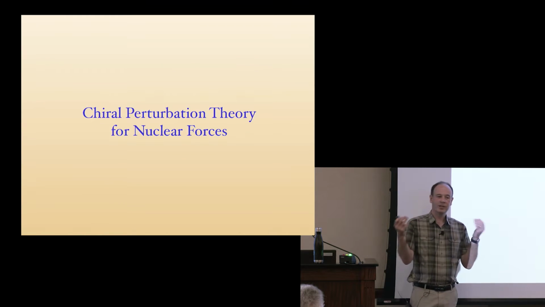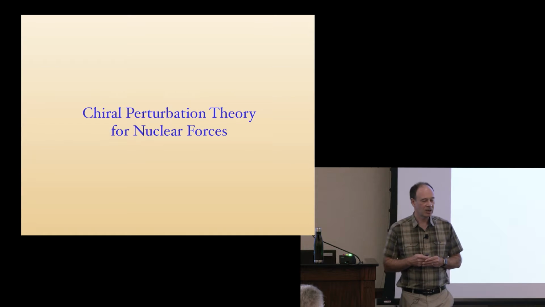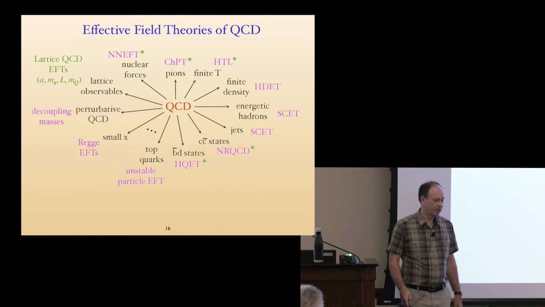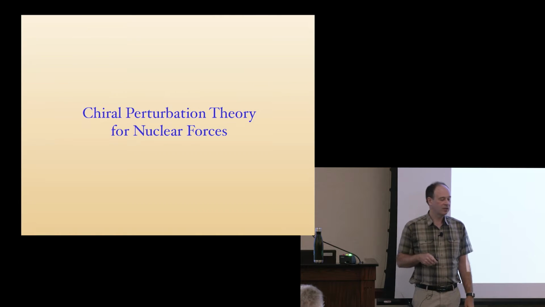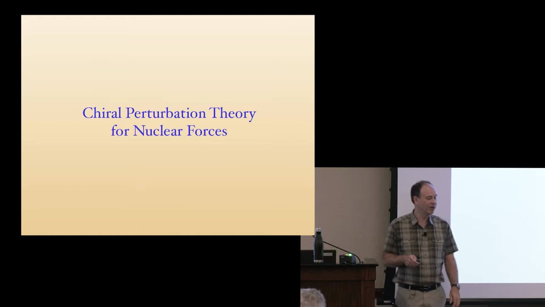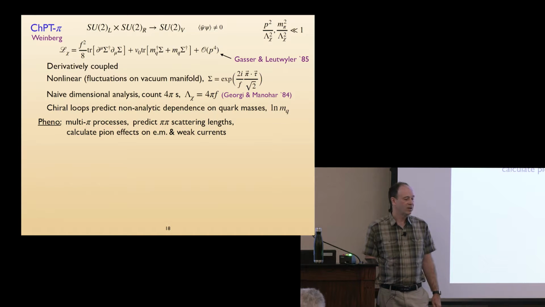Okay, so now I just want to turn things around, go the other direction, and talk about a few examples. I won't be able to talk about all the examples in this chart, so I just picked a few, and we'll go through them and talk about how effective field theories have been used and where things stand. I'll try to get to some modern examples. So chiral perturbation theory, we'll start by rewinding and going back.